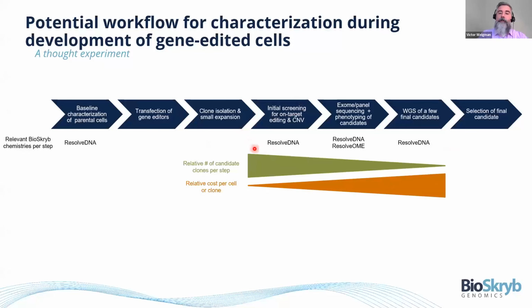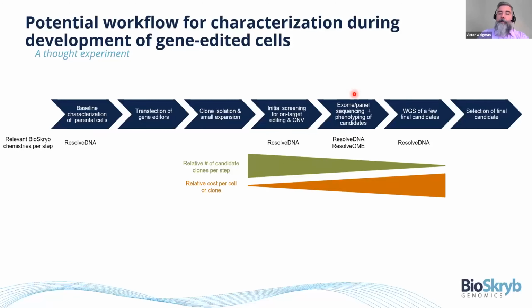As we start screening for on-target editing and copy numbers, we can look at resolved DNA, even at a low pass, not a full strength whole genome sequencing. The number of candidates that we get to see in this step is really, really high. And the cost is low in this case because it's fewer cells that we're looking at and maybe at a lower strength. We can leverage what we did at the beginning of this cycle, typing the control or system DNA, to allow us to further correct the edits we're finding here.